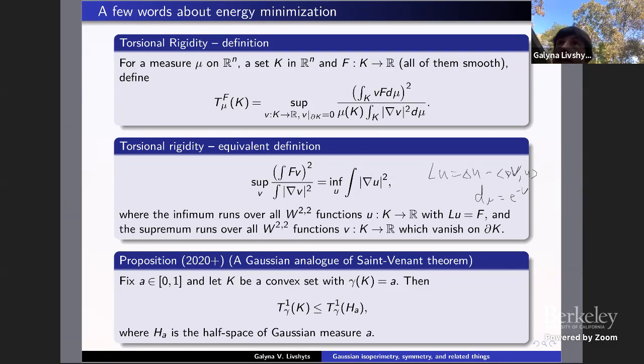And there are actually many more things. There is a Gaussian version of the Lentz inequalities that I don't have time to talk about. There are many things that one can also do with it.